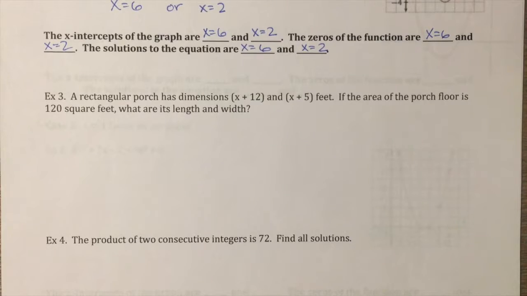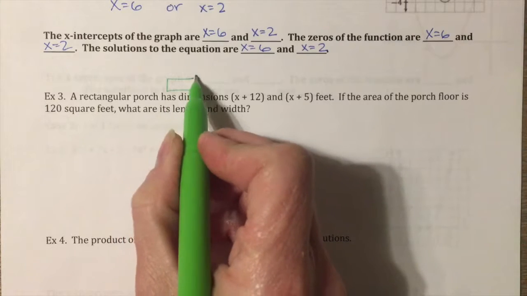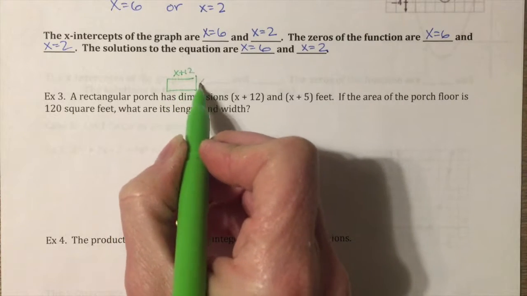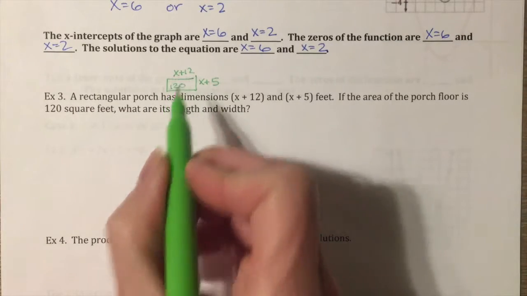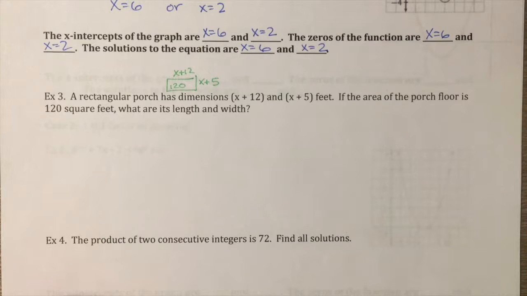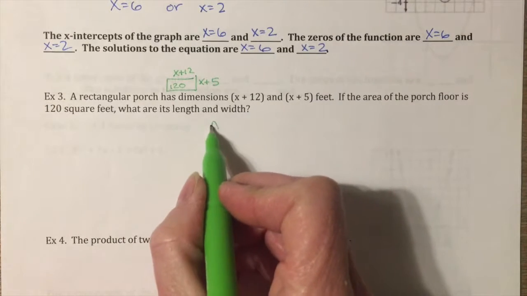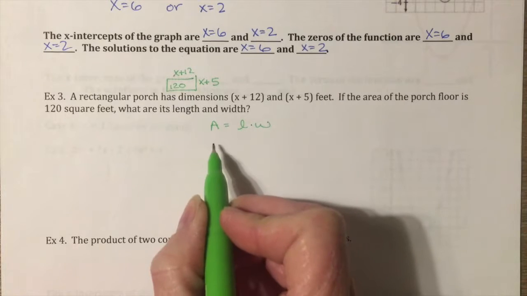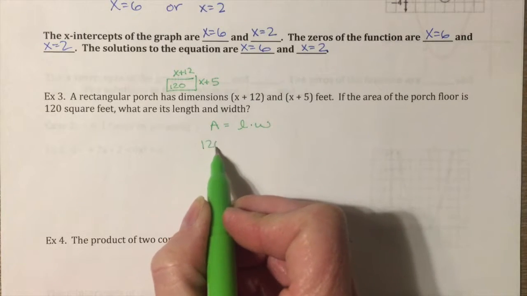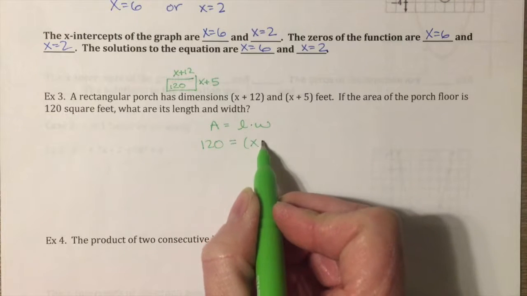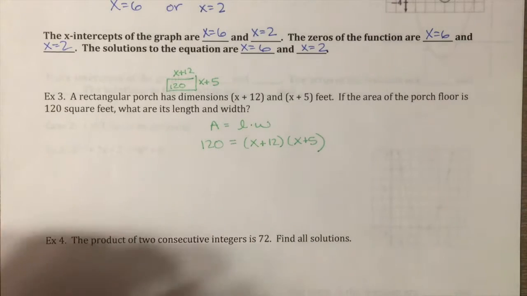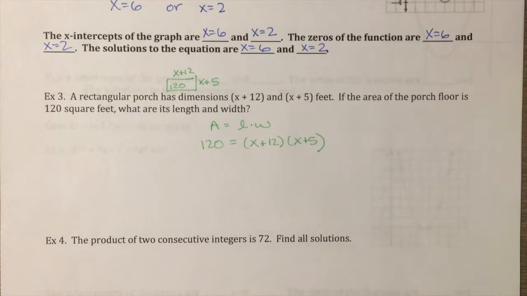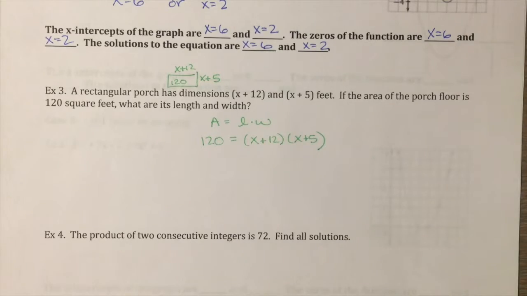Let's take a look at example 3. It says we have a rectangular porch that has the dimensions x plus 12 and x plus 5. It goes on to say that the area of this porch is 120 square feet. It wants to know what the length and the width are. So we know that the area is equal to the length times the width. So let's take our area, which is 120, and set it equal to the length, x plus 12, times the width, x plus 5.